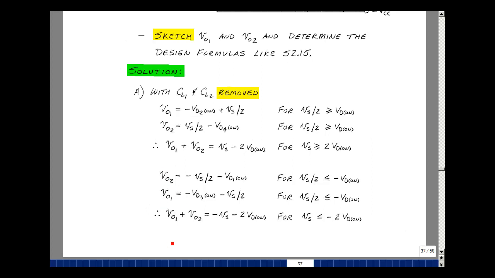The same is true over here. If we add these two up, I'm going to get this added to this. I'll get that twice, and I'll get 2 diode drops. Remember, this is going to be negative. This will become a positive number, minus 2 VD on.